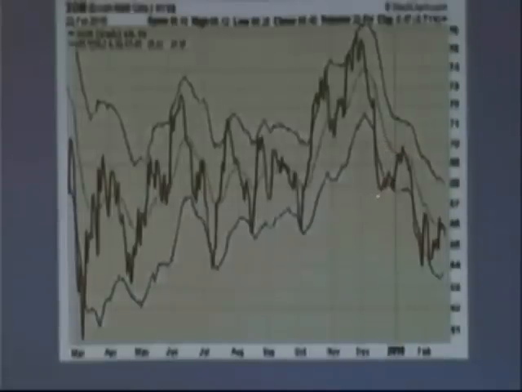Because again, if you take it here, it rallied when it got near the lower channel, and it was near the lower channel down here, and again it rallied.